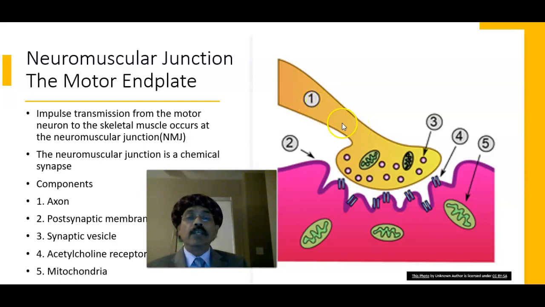So here we have the axon, the presynaptic membrane, the postsynaptic membrane, the synaptic vesicle, and the acetylcholine receptor, these are the nicotinic receptors. The axon terminal is rich in organelles like mitochondria. The skeletal muscle side is also rich in organelles like mitochondria, endoplasmic reticulum, and others.